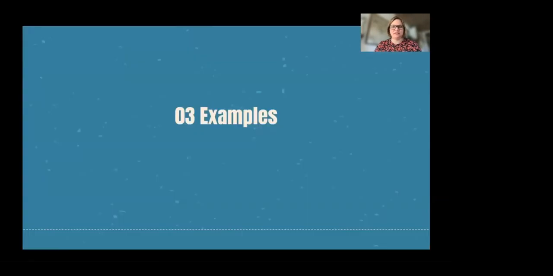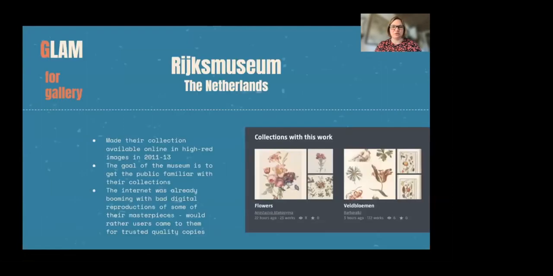So this third part is some examples I want to show you. Here I want to use the example of the Rijksmuseum again in the Netherlands. They actually made their collection available with high resolution images already around 2011 to 13. As we saw earlier, they are also encouraging people to use these images in various ways, but the goal of the museum was actually to get the public more familiar with their collection. They simply wanted to be where people are, where people search and where people find culture.